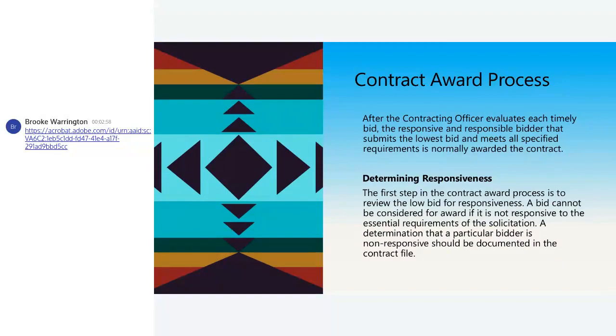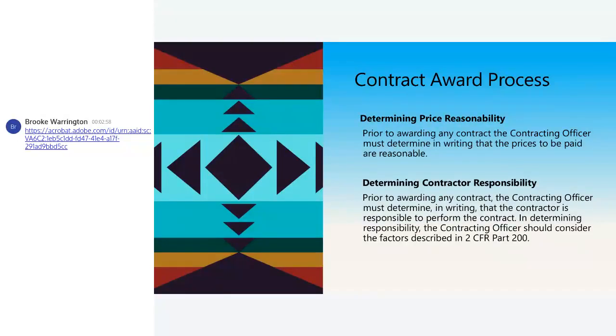After your contracting officer evaluates each timely bid, the responsive and responsible bidder, you have to deem them that way at first, that submits your lowest bid and meets all of your specified requirements is normally awarded that contract. You have to determine the responsiveness. The first step of the contract award process is to review the low bid for responsiveness. A bid cannot be considered for award if it is not responsive to the essential requirements in that solicitation. A determination that that particular bidder is non-responsive should be documented in the contract file.